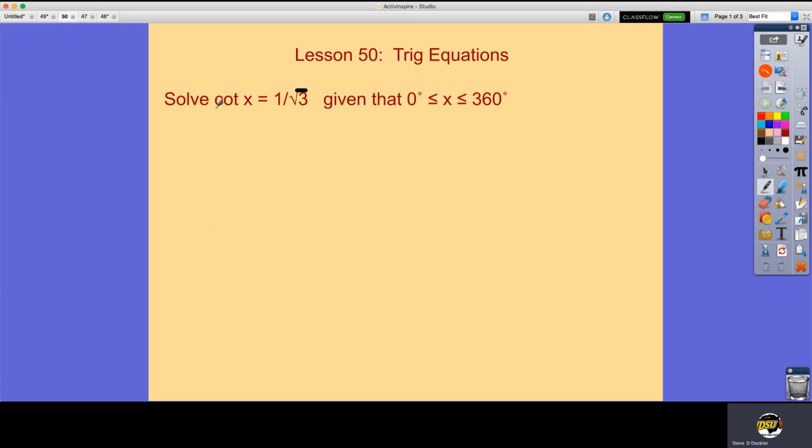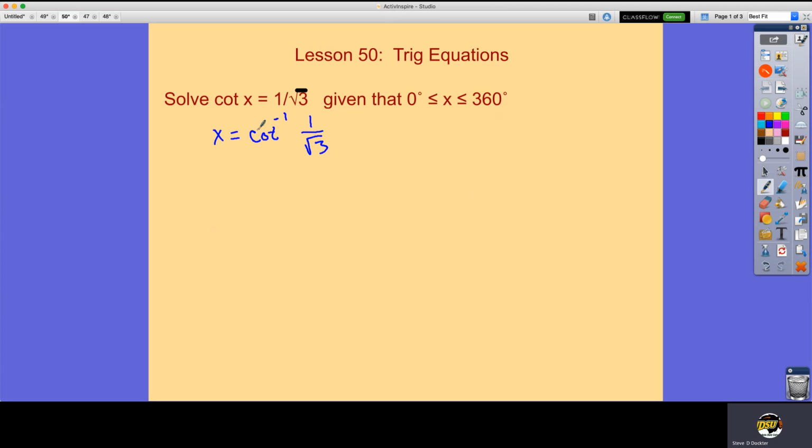So for this one, your first step is simply we need to solve for x. So we've got to move the cotangent over to the other side. When we do that, we can't divide trig functions. Instead, we take the inverse of them. And I'm just going to leave it as 1 over the square root of 3. You guys know we should try and get rid of this square root of 3, but it doesn't really help us any to be able to do that.